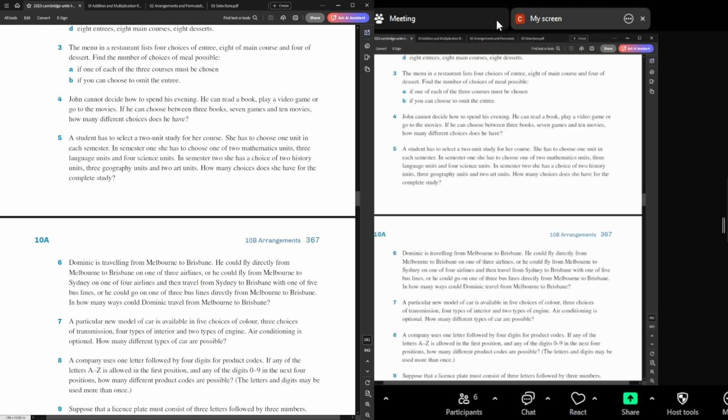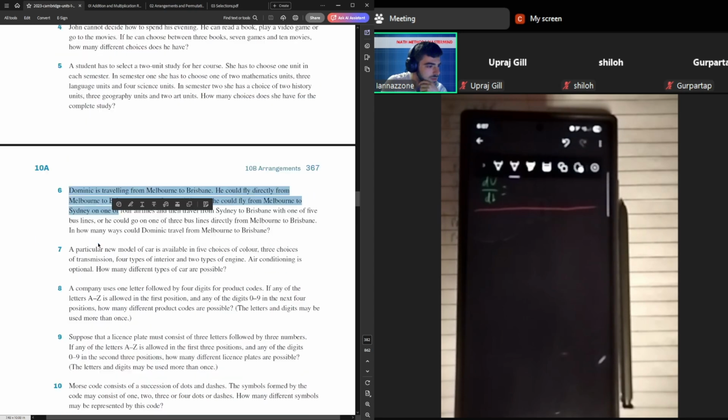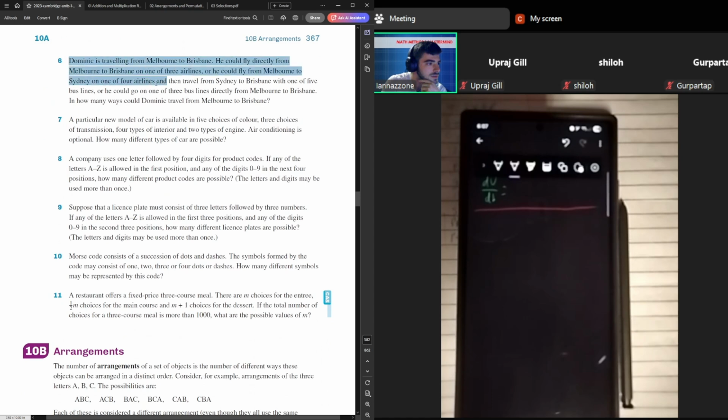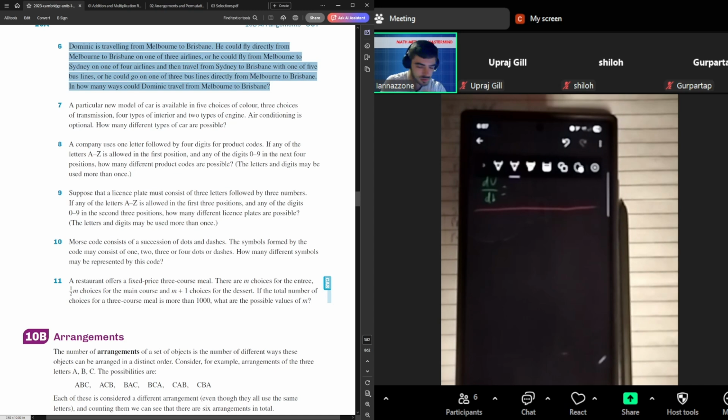Okay, screen share should be fixed up now. Let's see, is there anything else that's interesting? There was this one that we did last time. Let's see if we remember what was going on here. It was all about traveling from Melbourne to Brisbane. There was a whole bunch of different scenarios here. So we'll do question 6.